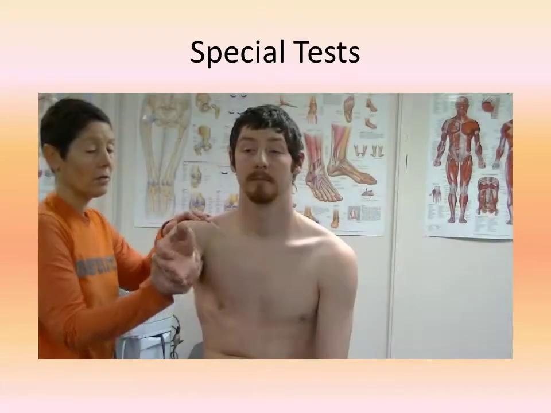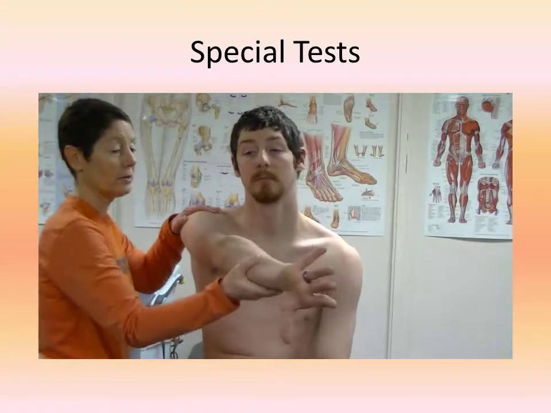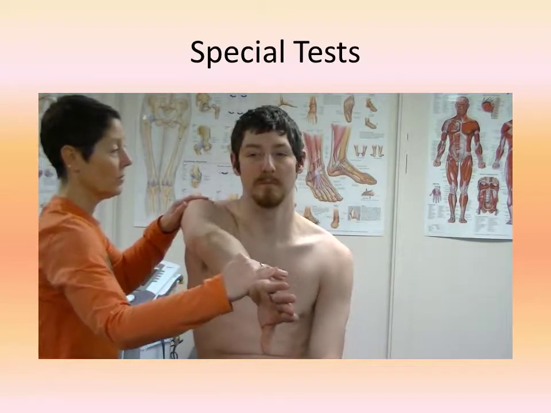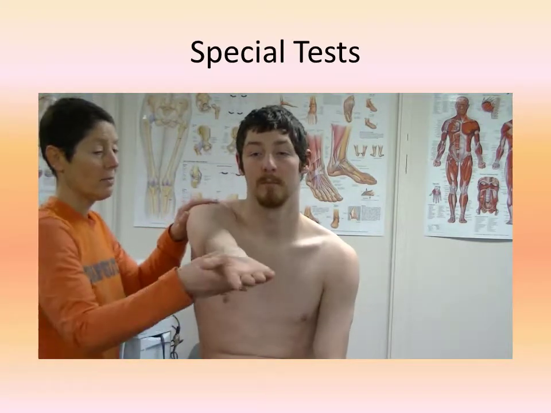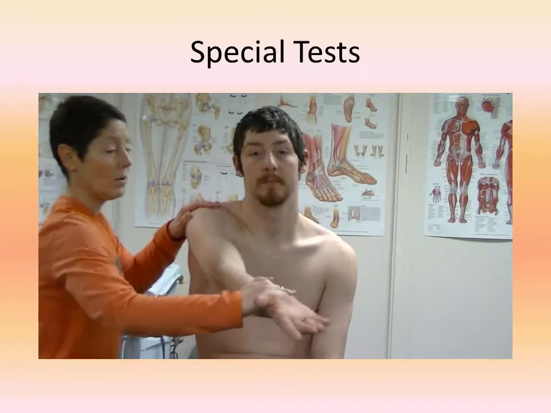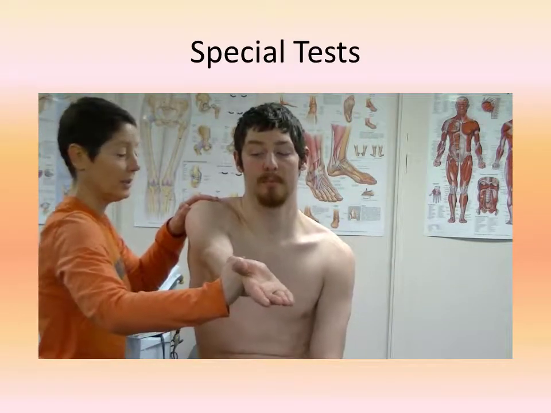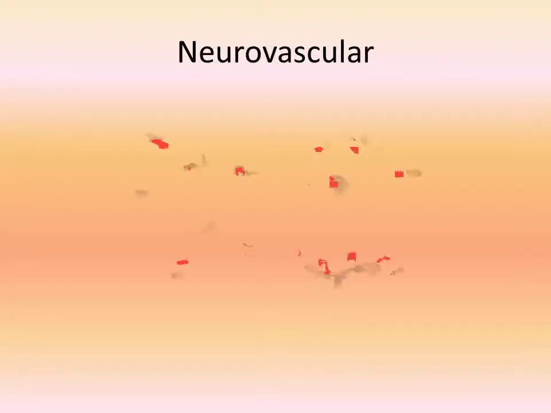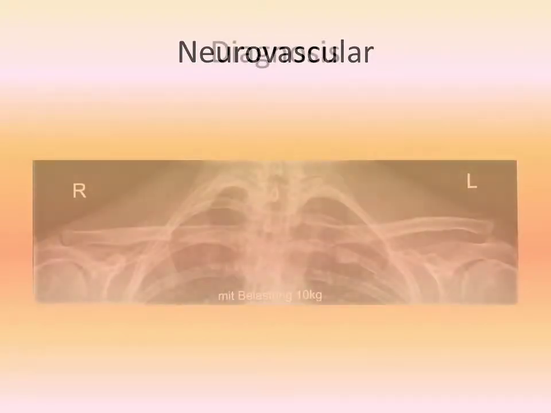The active compression test is also known as O'Brien's test. In this test, the patient will flex their shoulder to 90 degrees with internal rotation, with the shoulder adducted approximately 10 degrees. The patient will resist your downward force and then perform the same test with the arm supinated. In the case of an AC separation or an AC sprain, we are looking for pain at the AC joint only. Neurovascularly, review the brachial plexus.